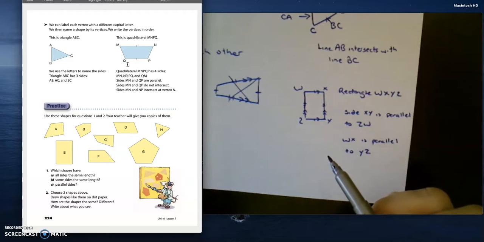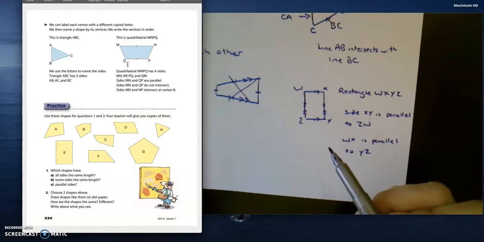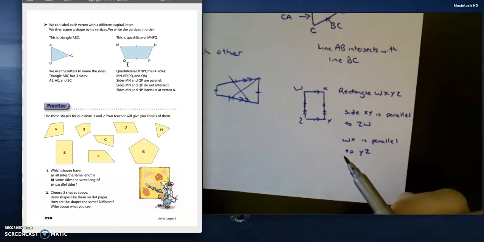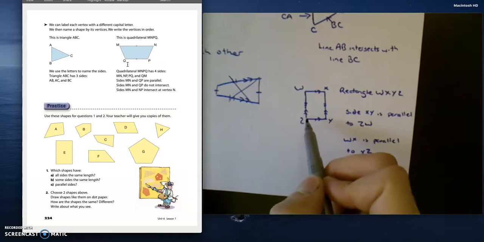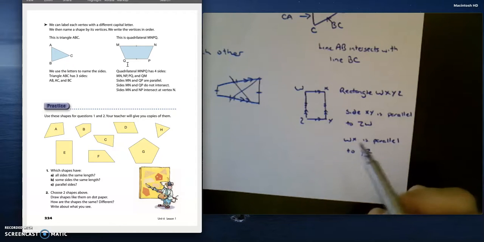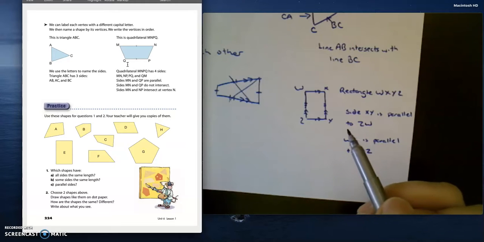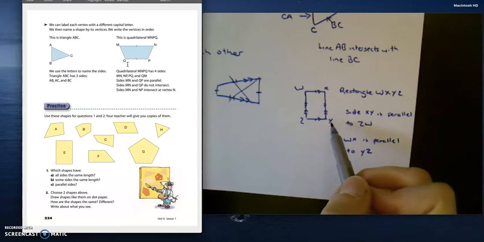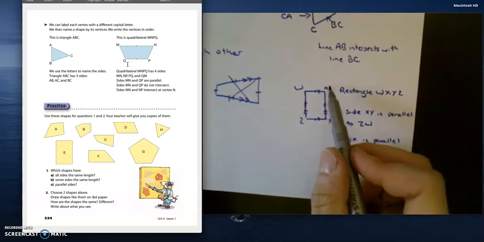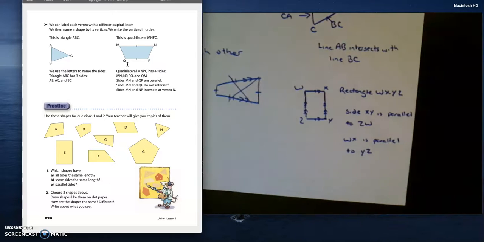I could say that, well, we can't do perpendicular yet, we're not there. I could say WZ intersects with ZY. I could say WX intersects with XY. I could say ZY intersects with YX. I can't remember if I did that one. Right? So it's just about going through and identifying the different features or the different things about the shape.